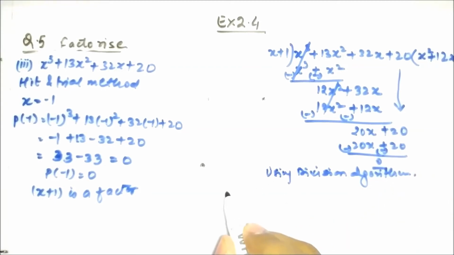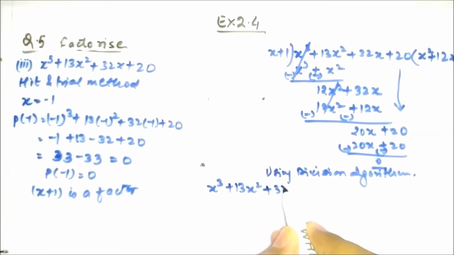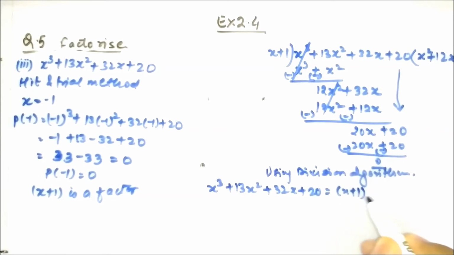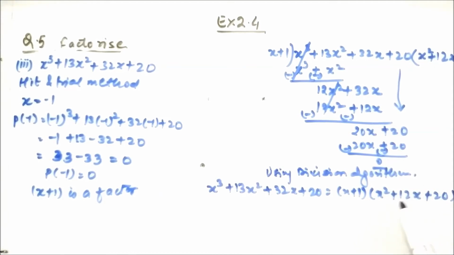using division algorithm, we'll say dividend, that is x cube plus 13x square plus 32x plus 20 is equal to this x plus 1 times quotient, that is x square plus 12x plus 20. Now we need to break this quadratic polynomial by splitting the middle term method. That will be x plus 1, and 12x can be broken as, first of all, a into c, that is 20. So factors of 20 can be 10 into 2, so that we will get 12 here.